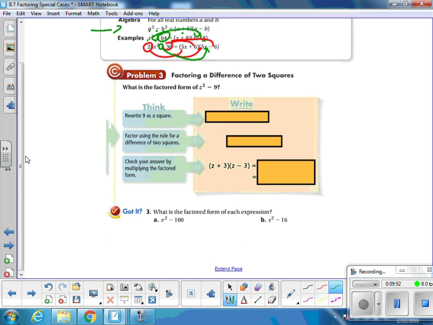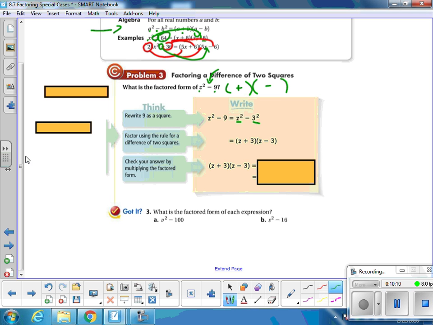So we have z squared minus 9. I'm going to pay attention to that 9. I know that it's going to be like this. Rewrite the 9 as 3 squared. So we can see that it's z squared minus 3 squared. So I know I'm working with the 3's.